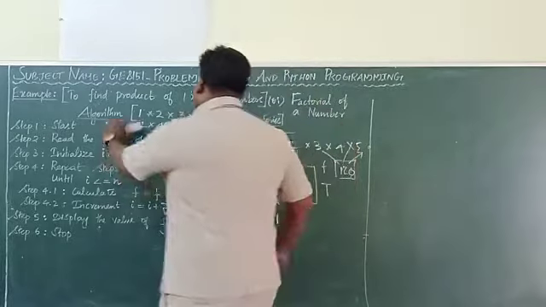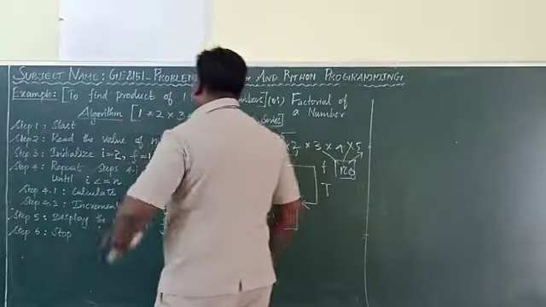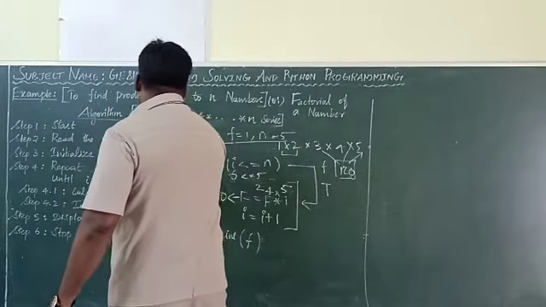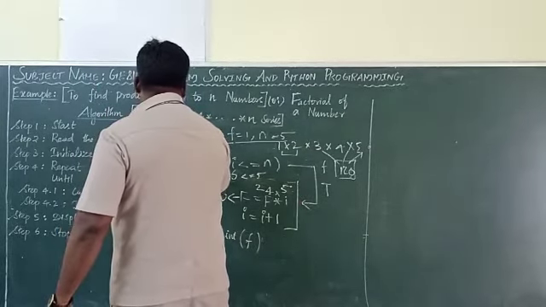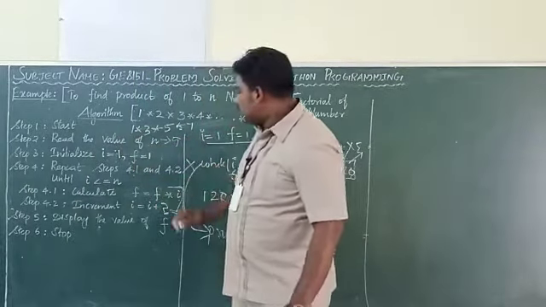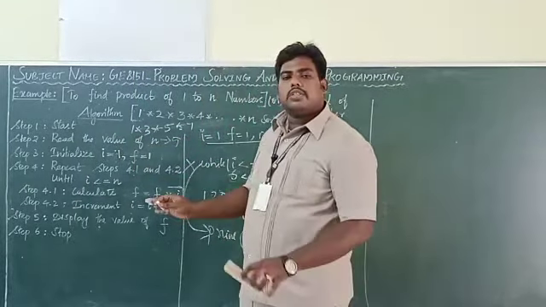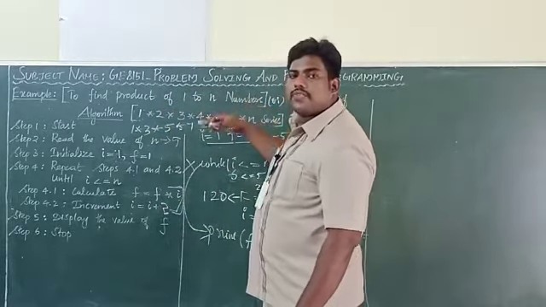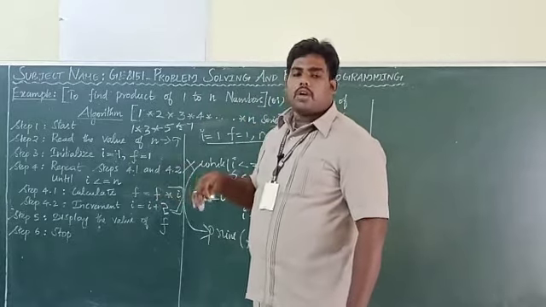Similarly, if you want to multiply n odd numbers, 1 into 3, 3 into 5, 7, like this, here it is 1, here it is 2. Only these two differences for finding the product of n even numbers and odd numbers.